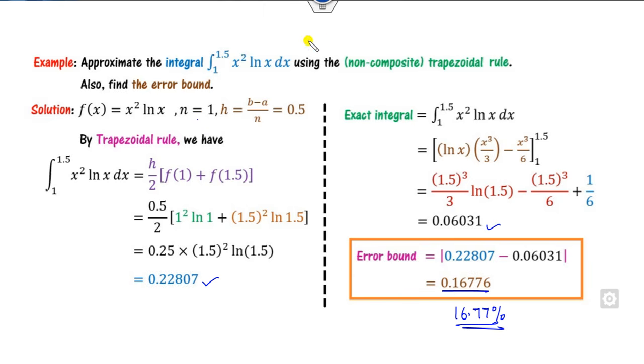You can solve this problem by taking n on your choice, h as b minus a over n. So you can say 1.5 minus 1 over n. If you take n as 4 or n as 5, then definitely if you compute the error, it will be less than this number.